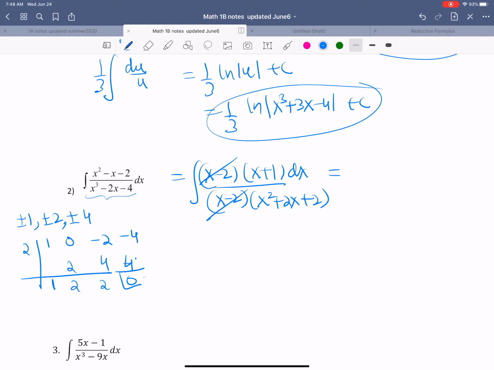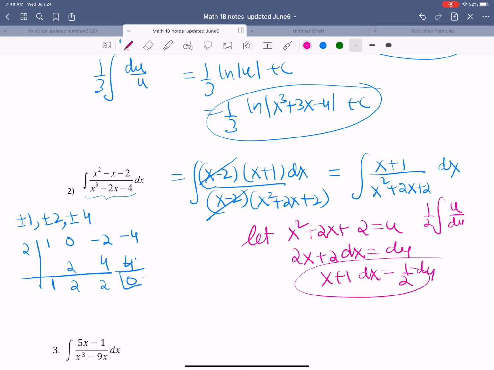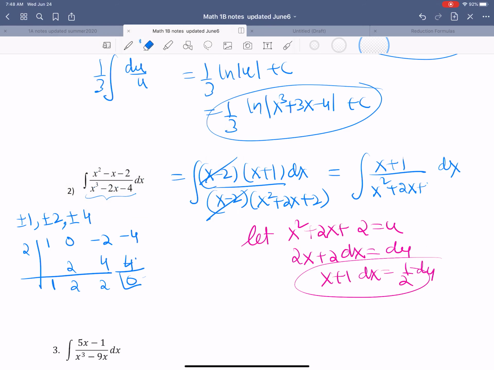So now our new integral is x plus 1 over x squared plus 2x plus 2 dx. This one is an easy u substitution. Let x squared plus 2x plus 2 be the u. 2x plus 2 dx is du. We can say x plus 1 dx is 1/2 of du. And your integral turns into 1/2 du over u, which we can easily evaluate.